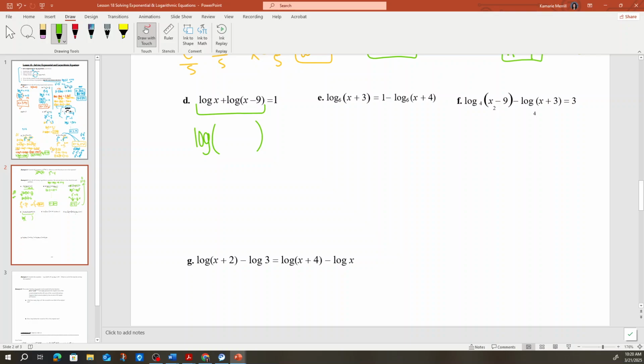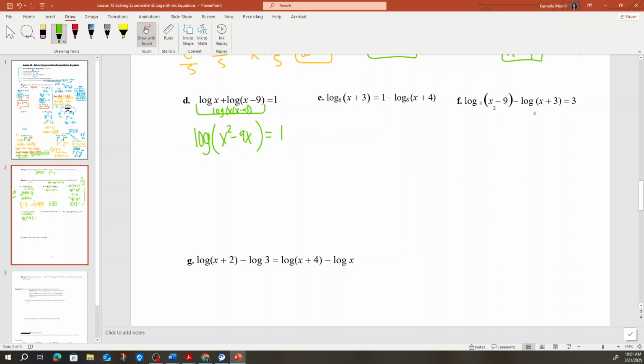They get to times. Yep. I get to bring these guys into one log and times the x by an x minus 9. That's a property. So this becomes x squared minus 9x is 1. Does that make sense? Now we're stuck.